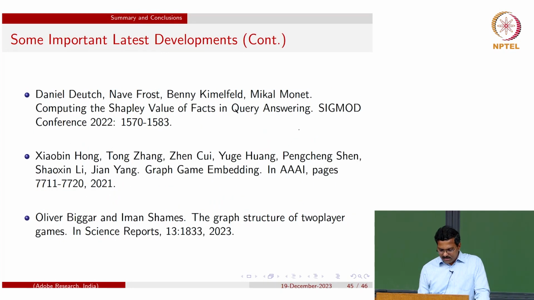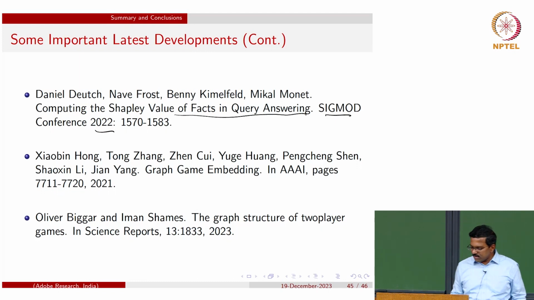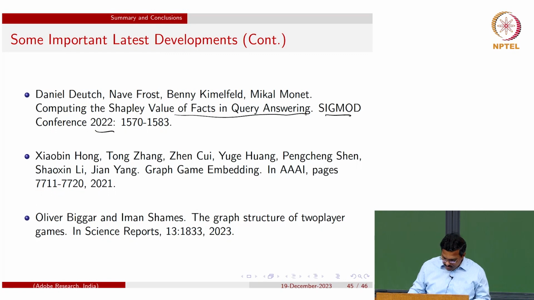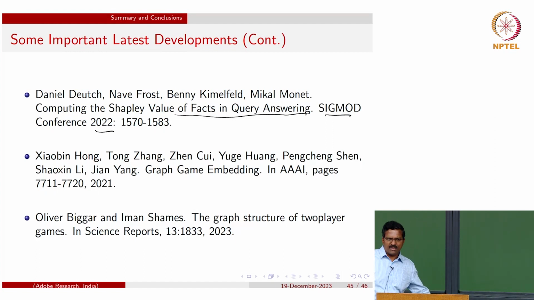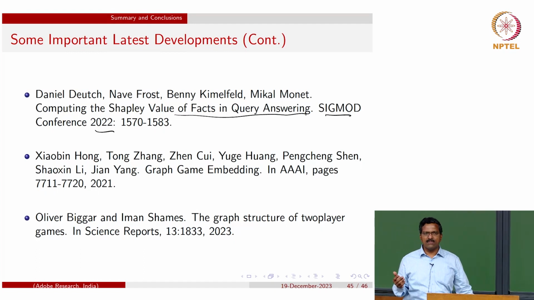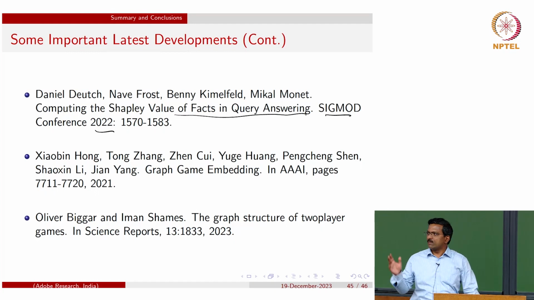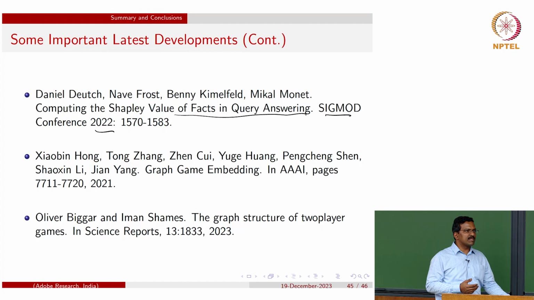So this paper is SIGMOD 2022, Computing the Shapley Value of Facts in Query Answering. Why I mentioned this particular paper is that it is about the use of the Shapley value concept in a database setting. It's altogether a new concept, a new application domain. How many of you have a computer science background? It looks like many of you. So you might have studied database management systems. You have backend table schemas, and to extract information from the backend tables, you write SQL queries.